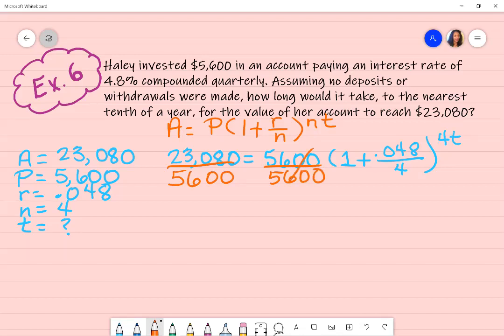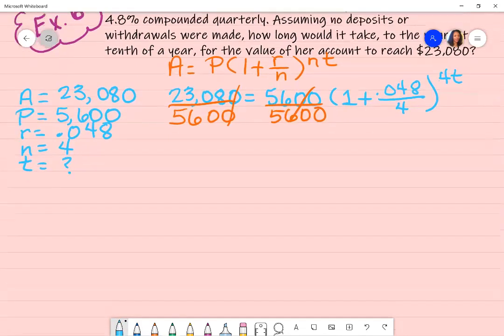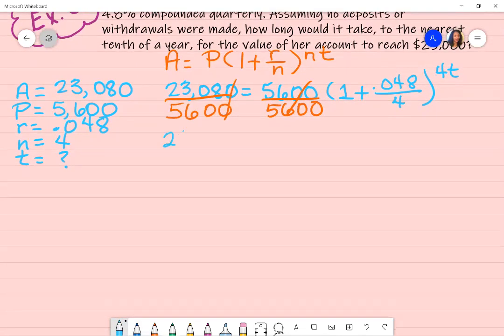That's the way I would do it. And anytime I see zeros on this side, I just go ahead and get rid of them. So they both each end in 10, so I get rid of the zeros. So I'm going to bring down 2308. So 2,308 divided by 560, which can be simplified if you wanted to 577 over 140, but I'm just going to leave it.